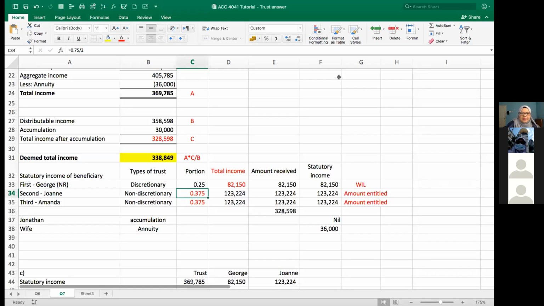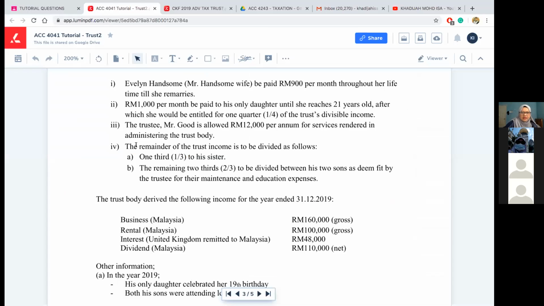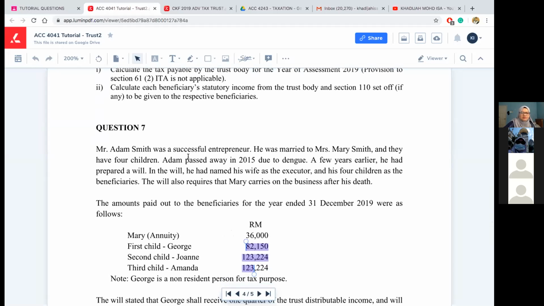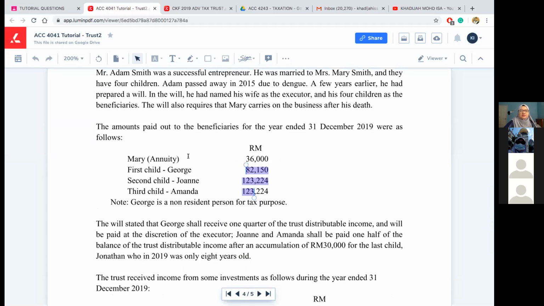This is a final exam question. The remainder to be divided as follows: 1/3 to sister, remaining 2/3 to be divided between 2 sons as deemed fit by the trustee. It's already mentioned here, note number 4. New share. If you look at here, it already says 1/3 for the sister. So sister is another question. Sorry. Okay, so now looking back here.